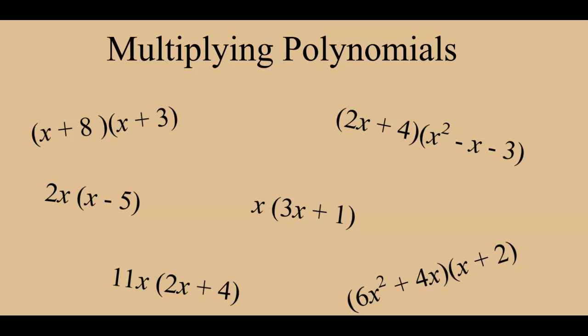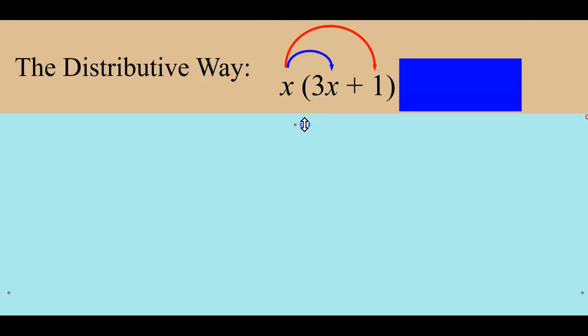Section 6.5, Multiplying Polynomials. When multiplying polynomials, one of the first methods that we could use is the distributive property.